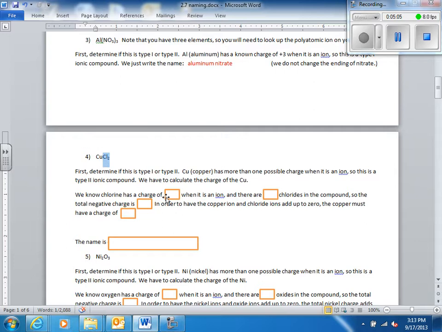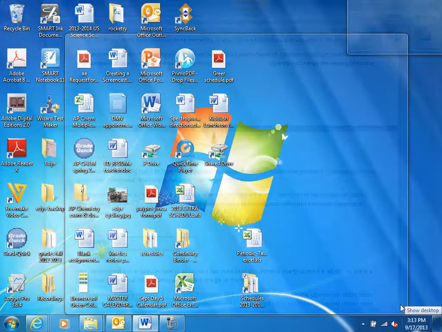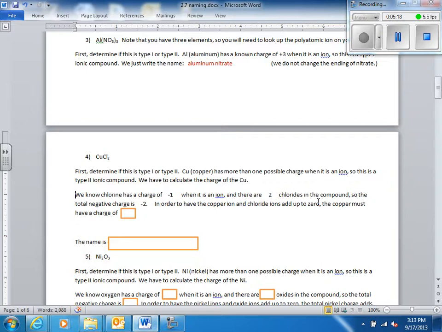Remember the whole thing, each chlorine has a charge of -1, and there are 2 chlorides because of that 2 down there. So the total negative charge is, I just told you already, -2. We need to have this balance out to 0. So what does the copper have to be?